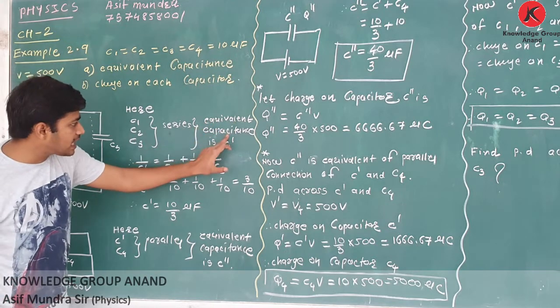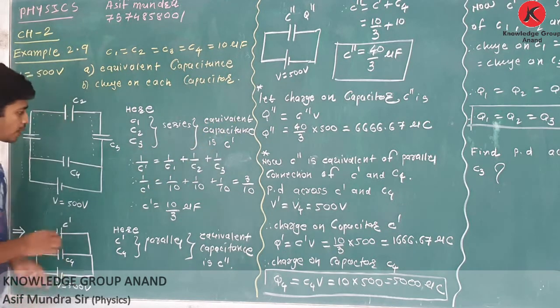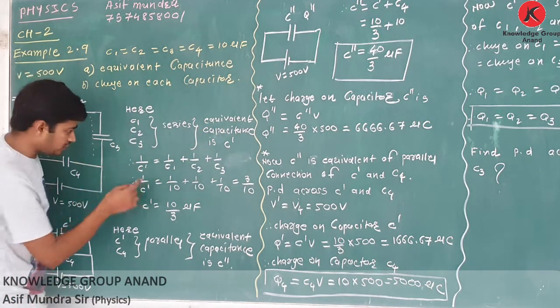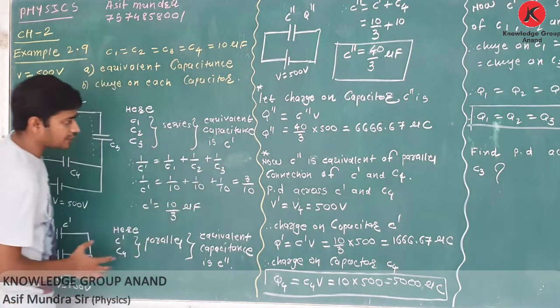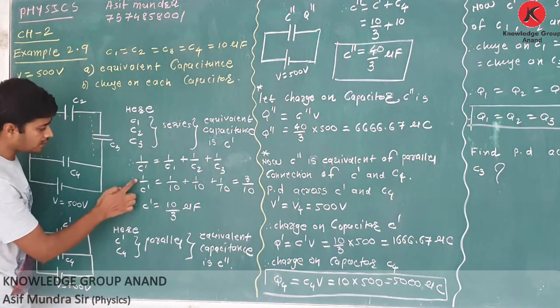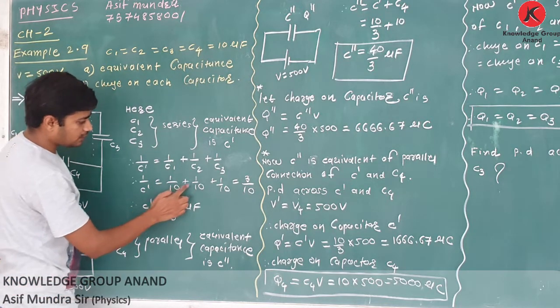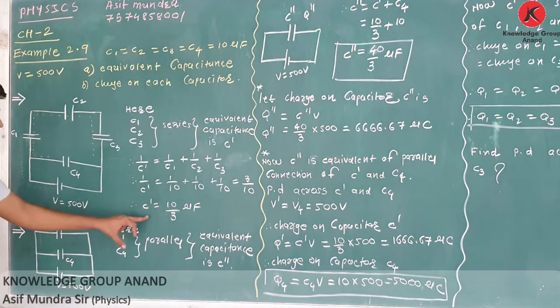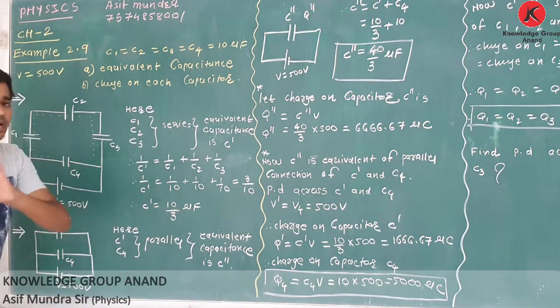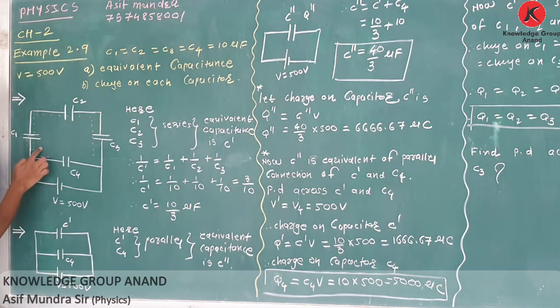Let their equivalent capacitance be CS. Now for series connection, what is the equation? 1 upon CS is equal to 1 upon C1 plus 1 upon C2 plus 1 upon C3. Value 10 microfarad. So 1 upon CS is equal to 1 upon 10 plus 1 upon 10 plus 1 upon 10, which is equal to 3 by 10. So C dash is equal to 10 by 3 microfarad. Clear? So what is the equivalent of these three capacitors? C dash is equal to 10 by 3 microfarad.